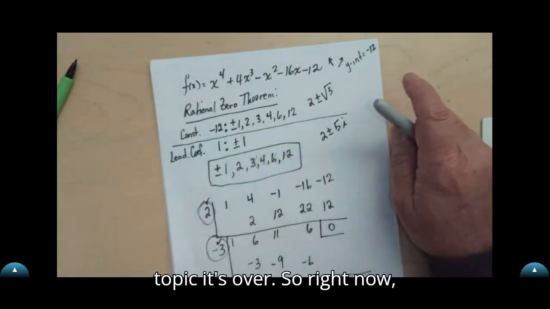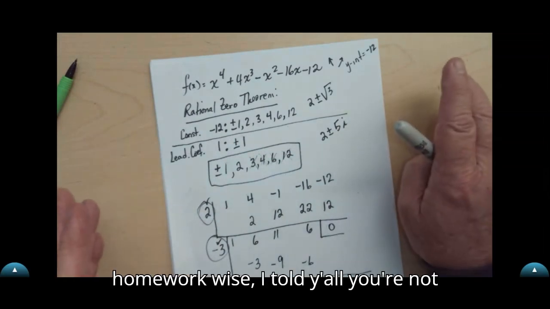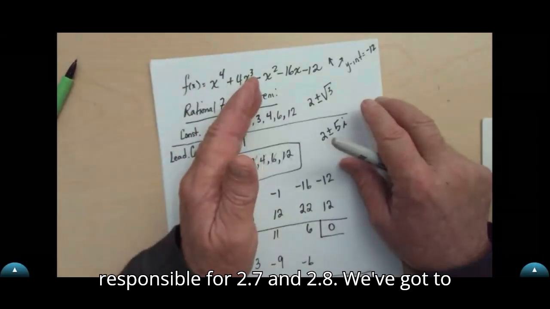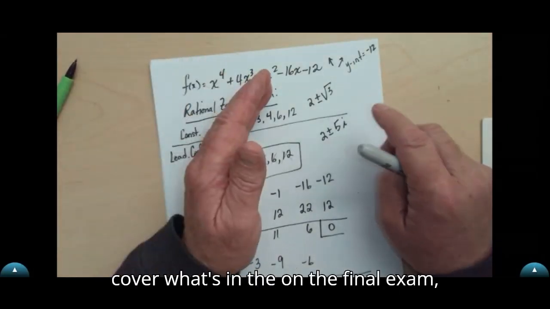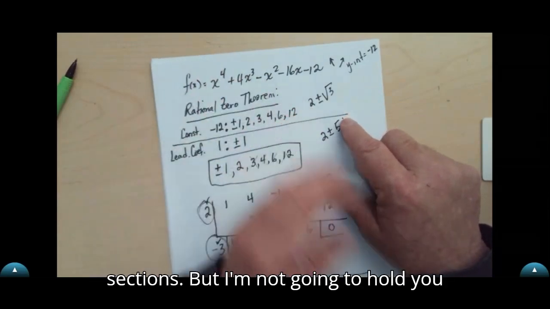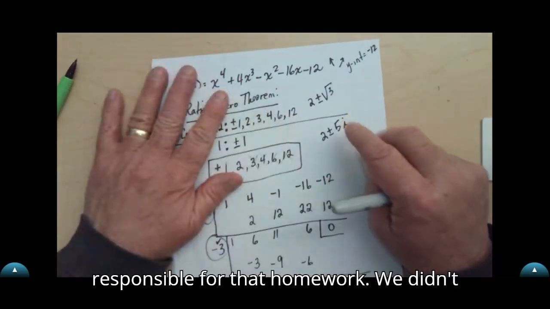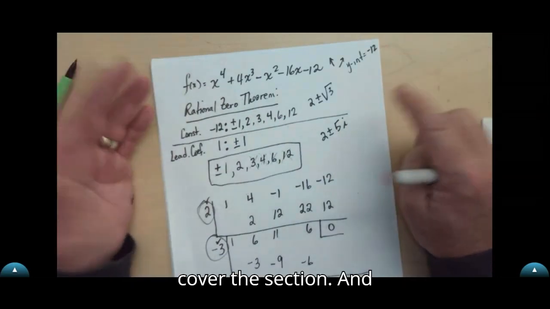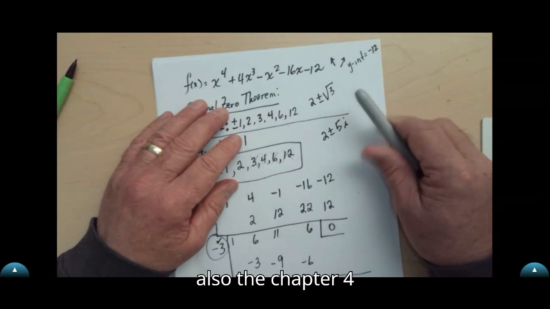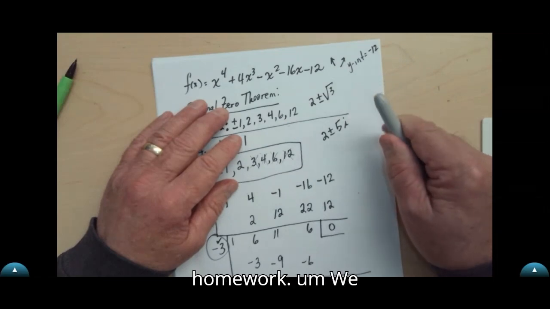So right now, homework wise, I told y'all you're not responsible for 2.7 and 2.8. We have to cover what's on the final exam, which is 2 problems total from those 2 sections. But I'm not going to hold you responsible for that homework. We didn't cover the section. And also the chapter 4 homework.